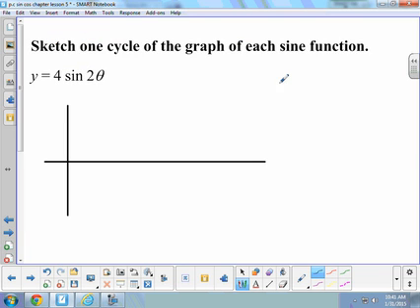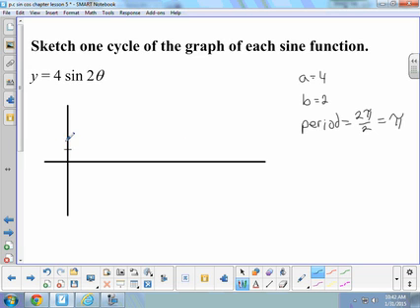Let's actually do some now. So on this one, we've got y equals 4 sine 2 theta. Well, I know my A, my amplitude, is the absolute value, which is going to be 4. My B is 2. So my period is 2 pi over B, which in this case is 2 pi over 2, or pi. That means every pi, it is completing one cycle, which makes sense because B is 2. There are 2 cycles in the period of 2 pi.